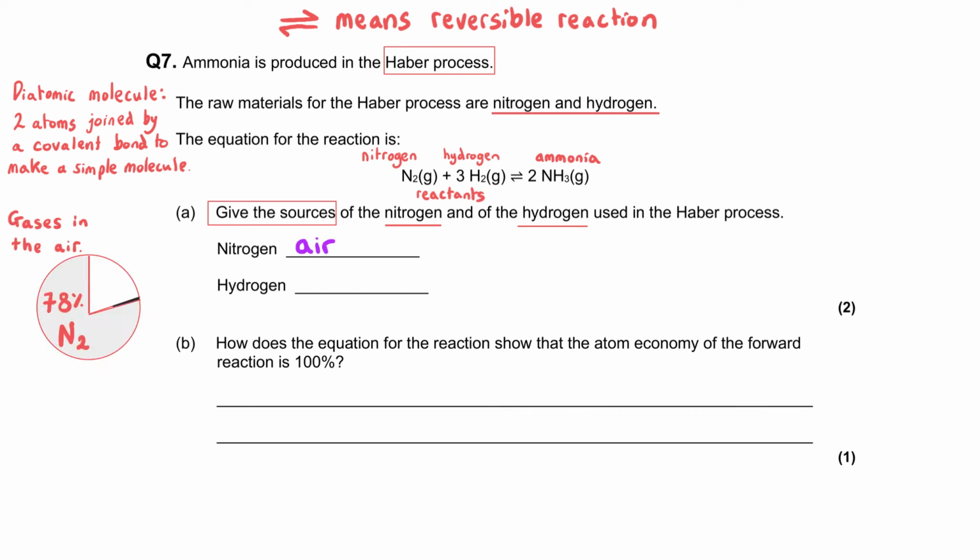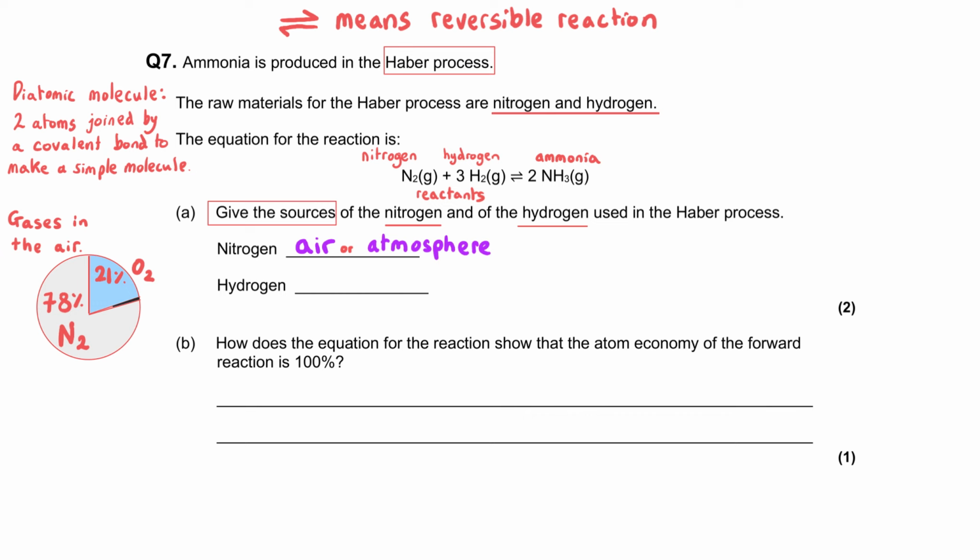Around about 78% of the air that we breathe is made of nitrogen, and so that nitrogen is extracted from the air by a process called liquefaction. And so simply for the 1 mark here, we can just say air or the atmosphere.